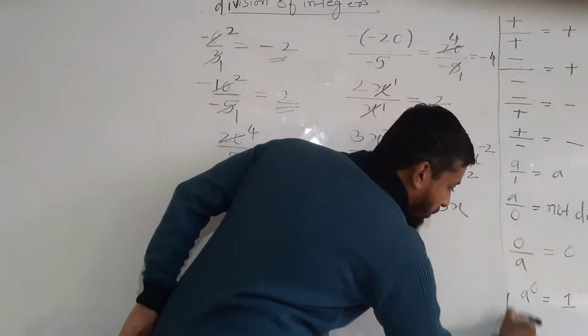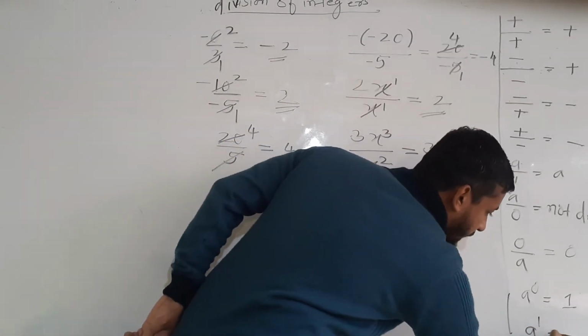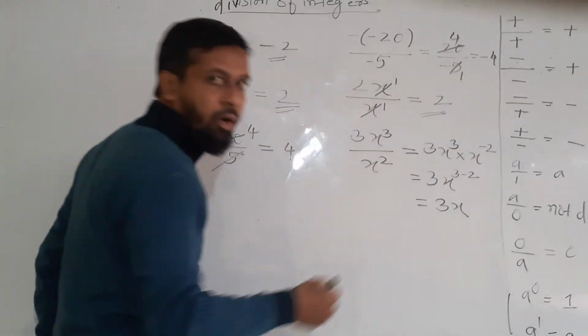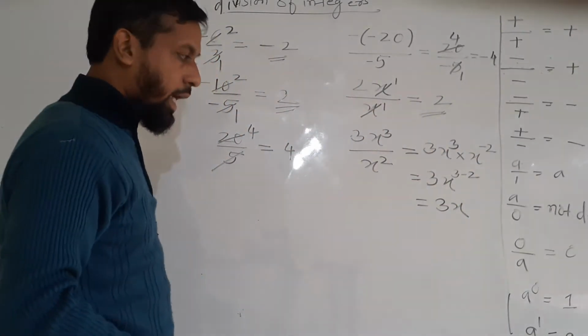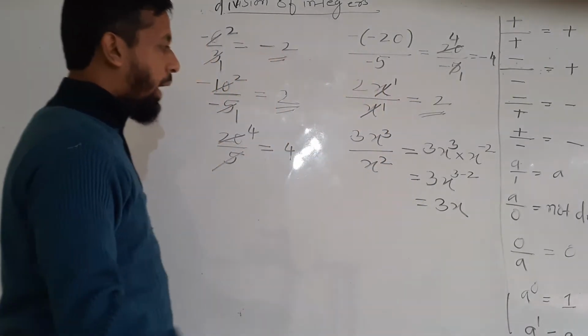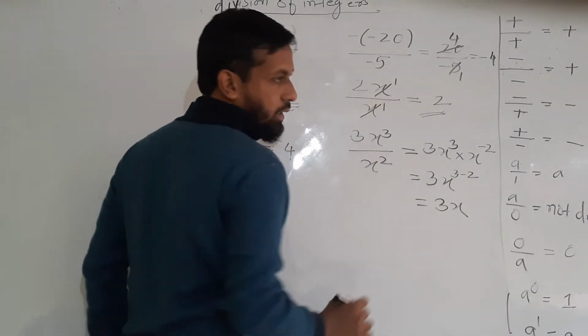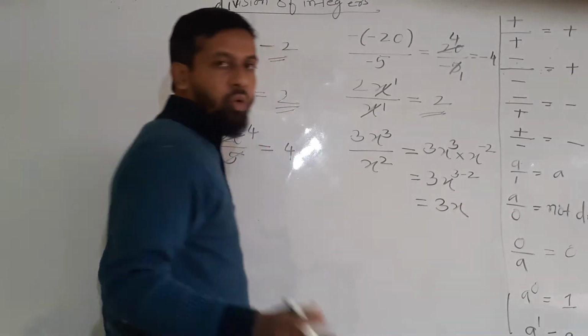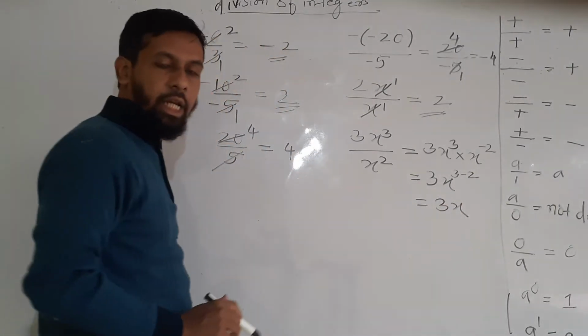Keep in mind one more thing. A to the power of 1 is A. Anything to the power of 1 is anything. Anything to the power of 0 is 1. Keep in mind. Like this you can get the answer. If power is 1, you no need to write. You no need to mention it. Okay?